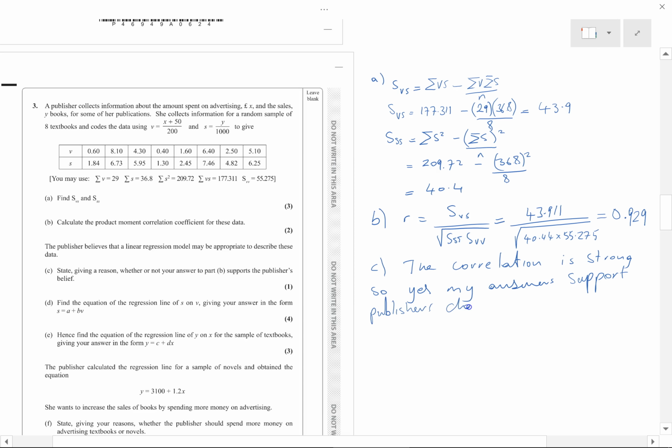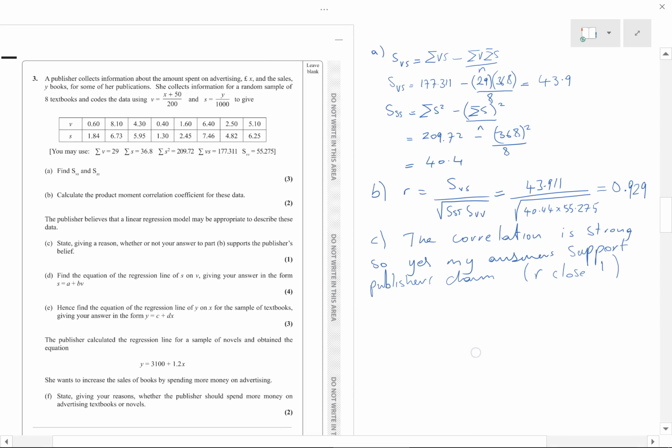You might also say R close to 1 to really ram the point home, which I think is not in the mark scheme. It accepts either one, saying correlation is strong or R close to 1, but it does no harm to say both of those things. Okay, so that's part C, just 1 mark for that.